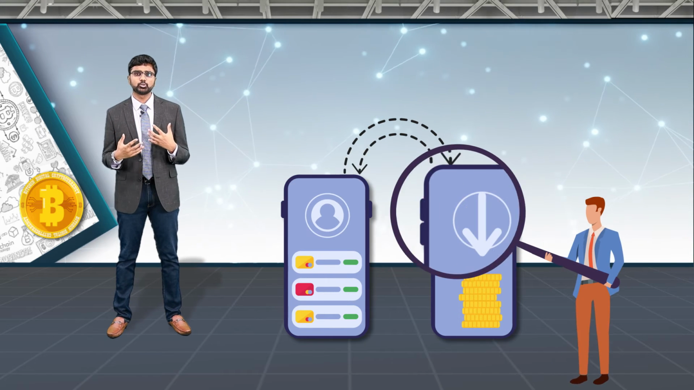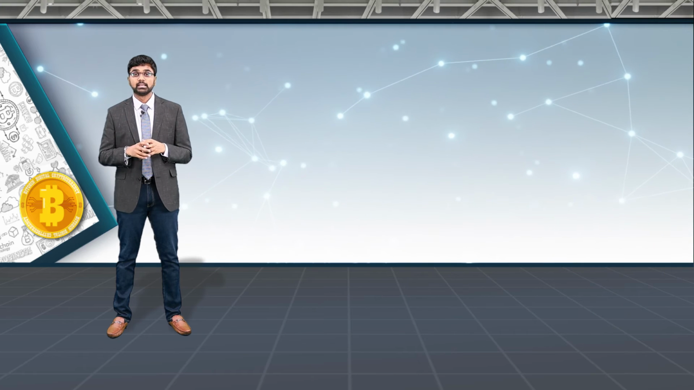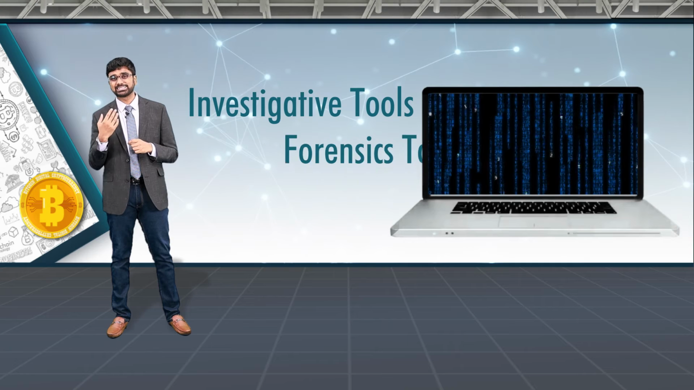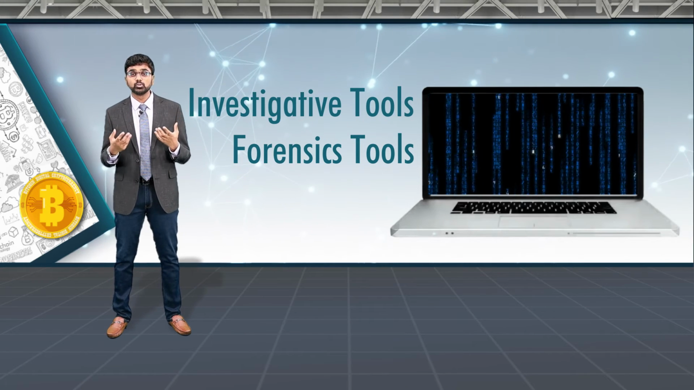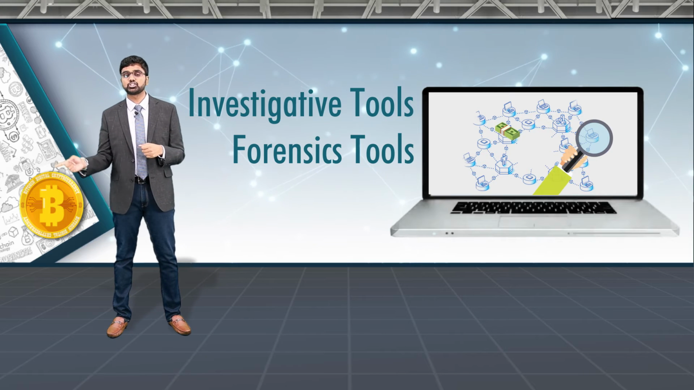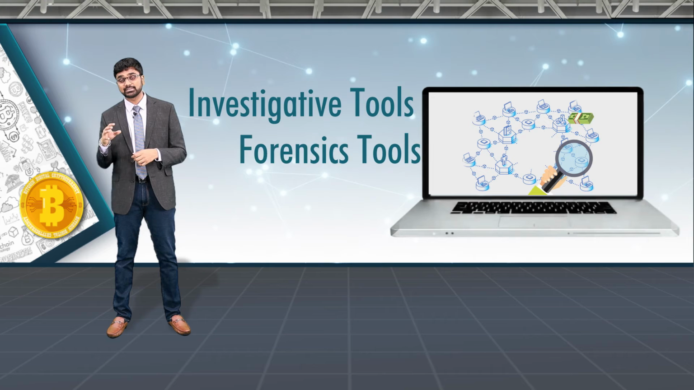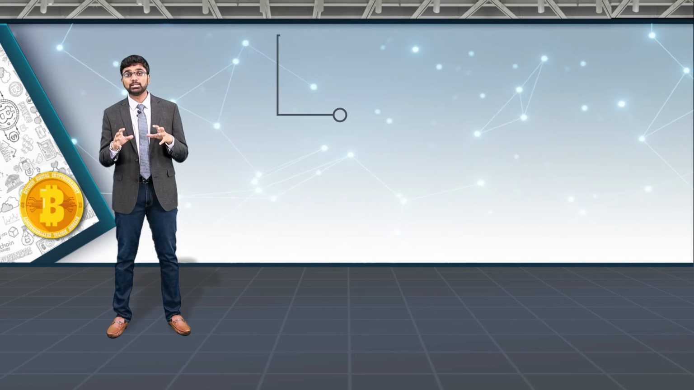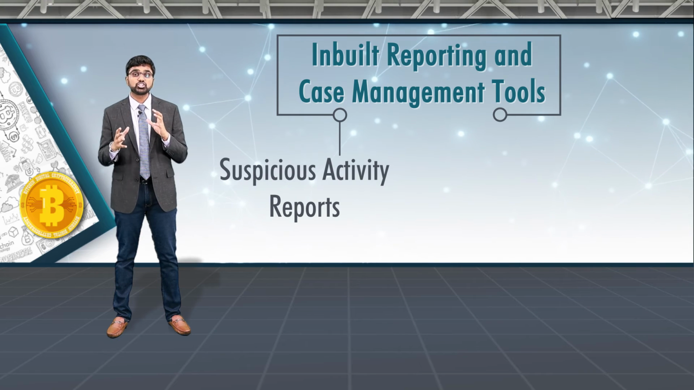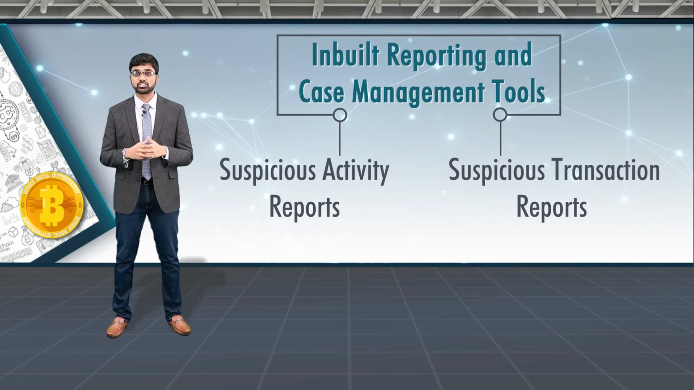The exchanges monitor to ensure that nothing illegal happens within that company. If something illegal happens by mistake, there are investigative and forensics tools they can use to trace the entire flow of funds. Right from source to destination, you can see where the funds are going and where these culprits are cashing them out. Where are they off-ramping? And there are inbuilt reporting and case management tools where you can file suspicious activity reports, suspicious transaction reports, to your financial institutions.